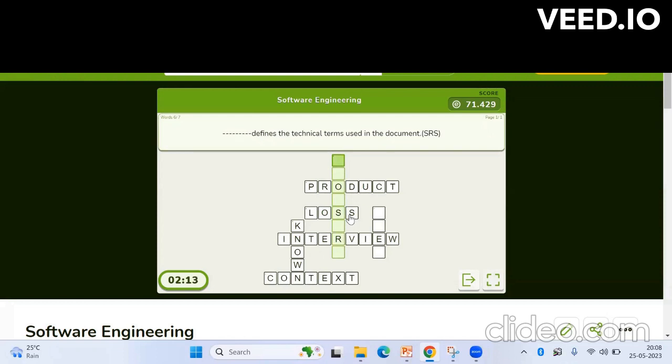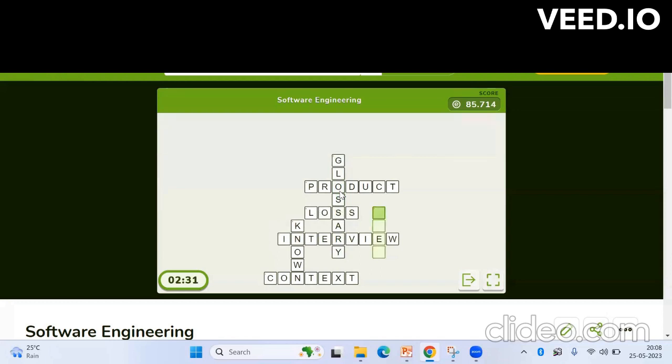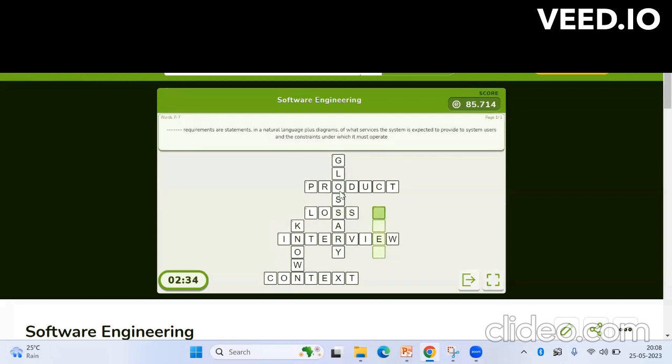Then the next question is, dash defines the technical terms used in the document. So the technical terms, so already we have O, S, and R, so it is glossary. Okay. Then the last question is, dash requirements are the statements in natural language plus diagrams of what services the system is expected to provide to system users and constraints under which it operates.